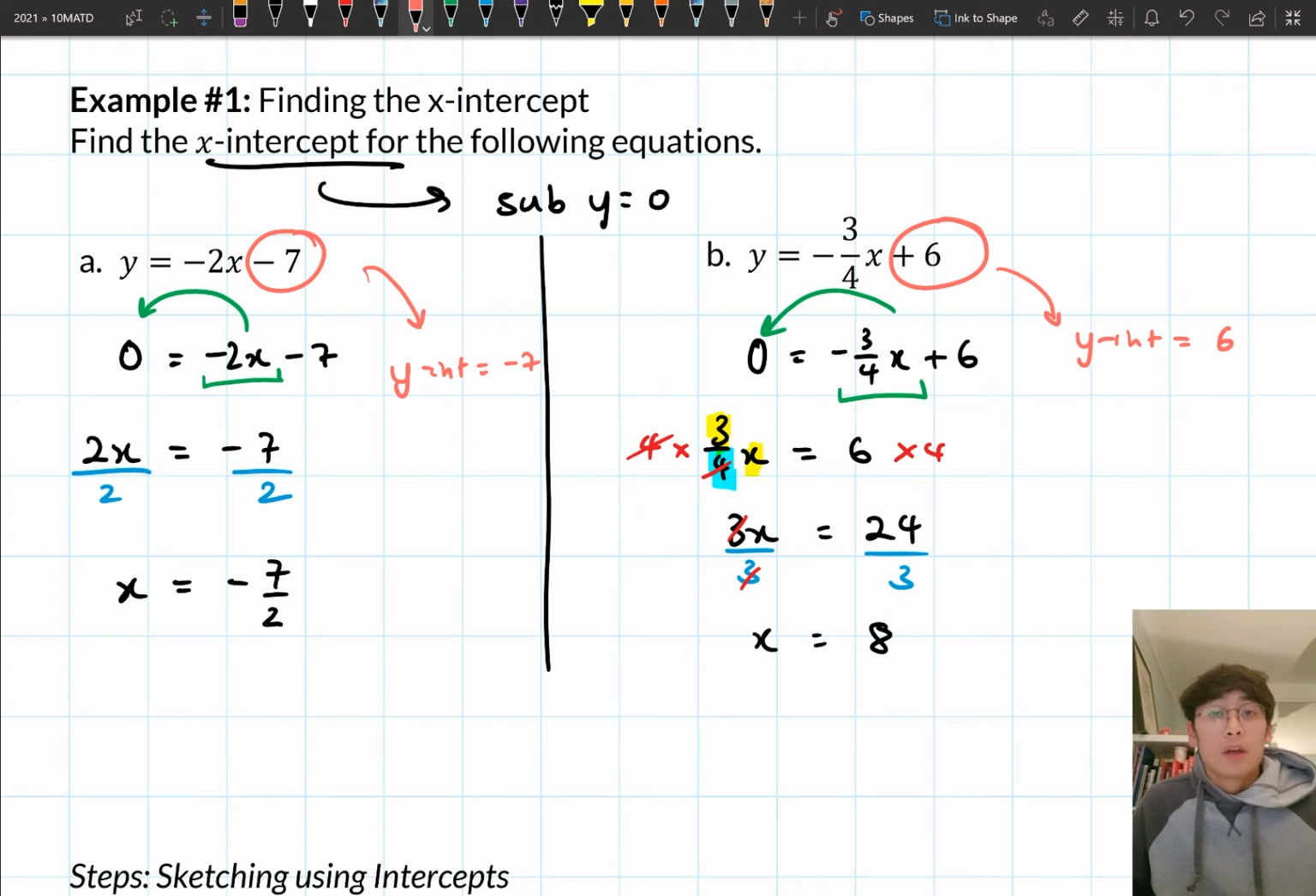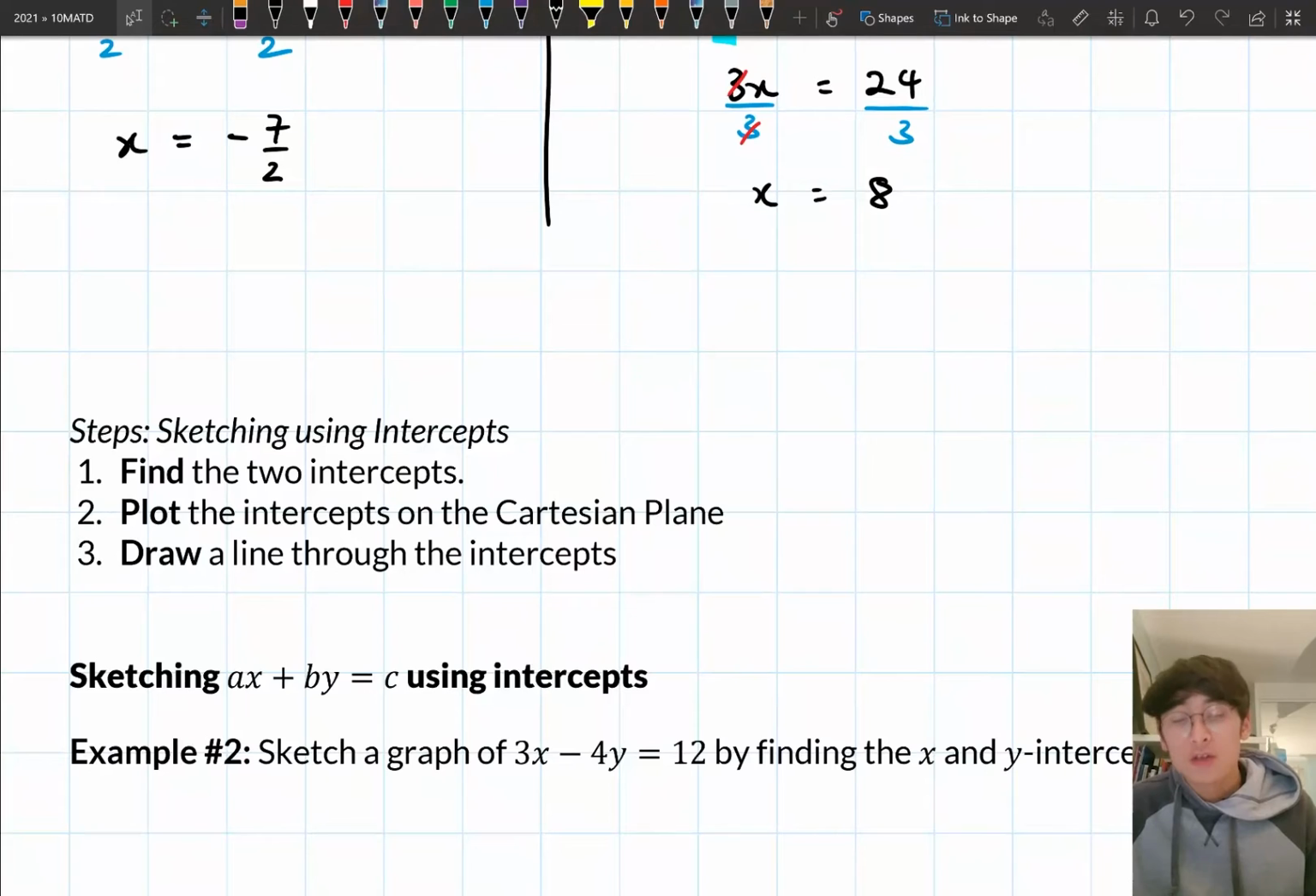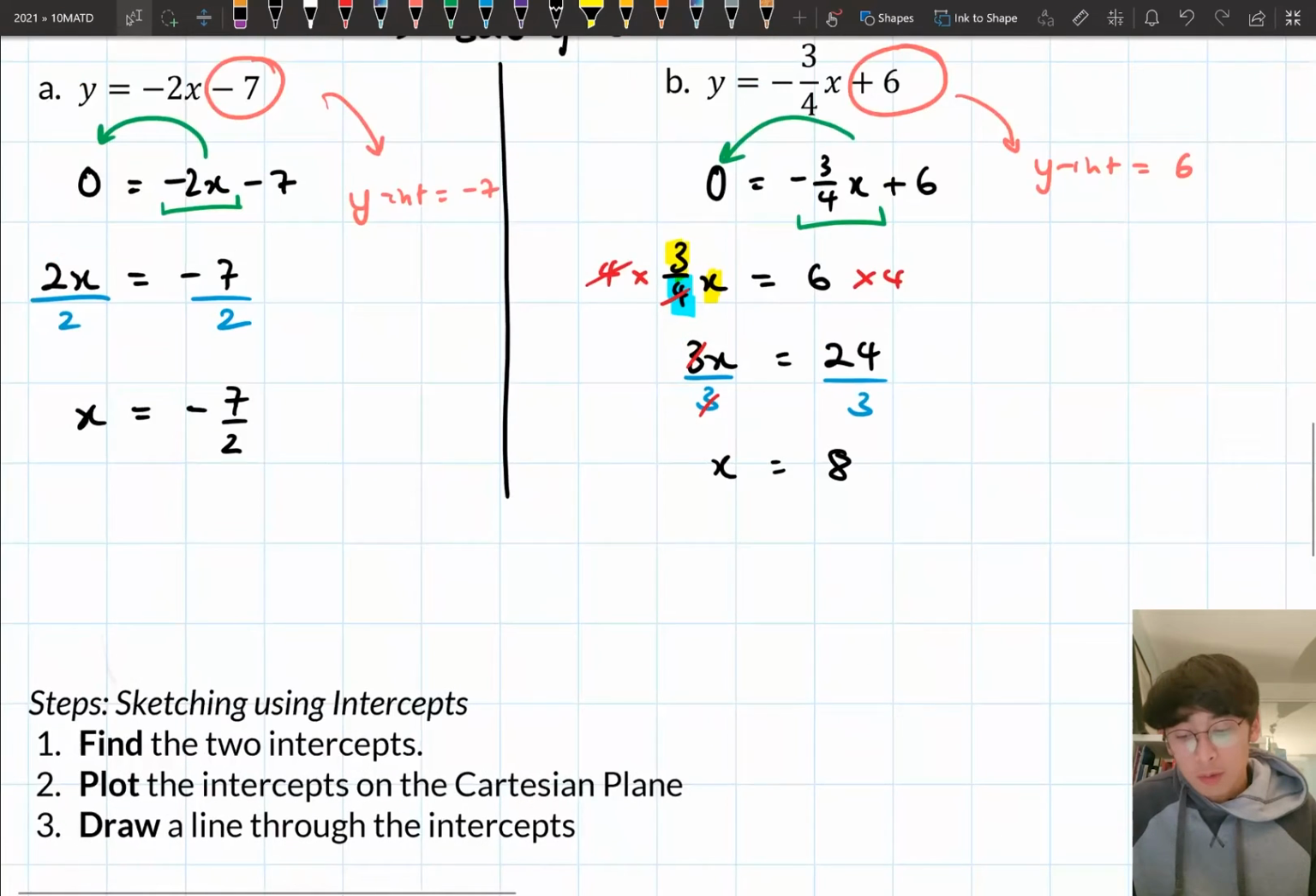Okay. So far what we've done is we've looked at finding the intercept, and in particular, the x-intercept. What we need to do now is figure out how we plot this on our Cartesian plane. So, sketching using intercepts. Here are the 3 steps I want you to follow. The first step is to find the 2 intercepts. So go through the steps that we did up here.